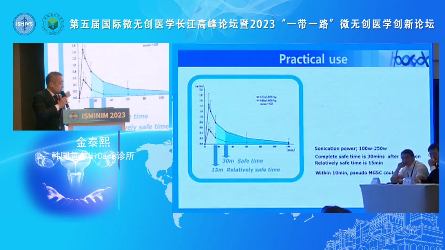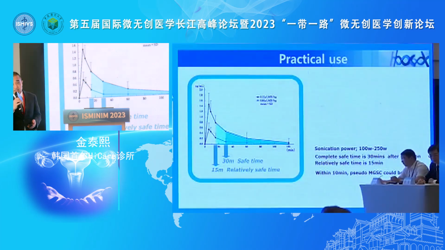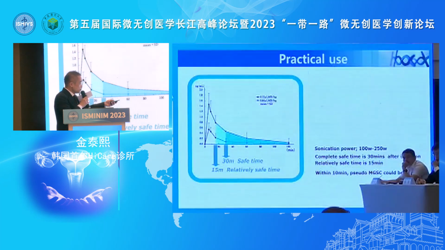So at least we sonicate after 15 minutes. For treating uterine myoma or adenomyosis, 15 minutes is a safe and good time. But when I treat breast cancer or breast fibroid, the breast region is too close to the skin, so I usually obey the 30 minutes. And sonication power is usually 100 watt to 250 watt.